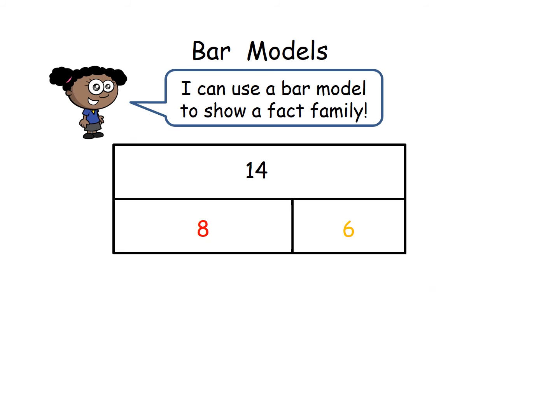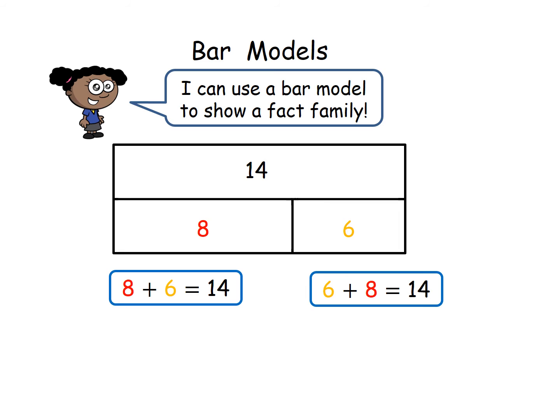This time, you can see it in a bar model, okay? So we're going to show a fact family of these numbers. So you've got 14, which is the whole, and 8 and 6, which are the parts. So again, you can start with the obvious addition of 8 add 6 equals 14, or I could do it as 6 add 8 equals 14. Both mean the same thing.